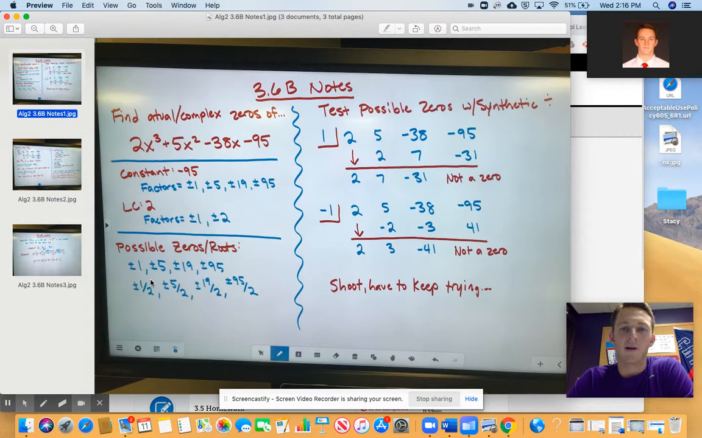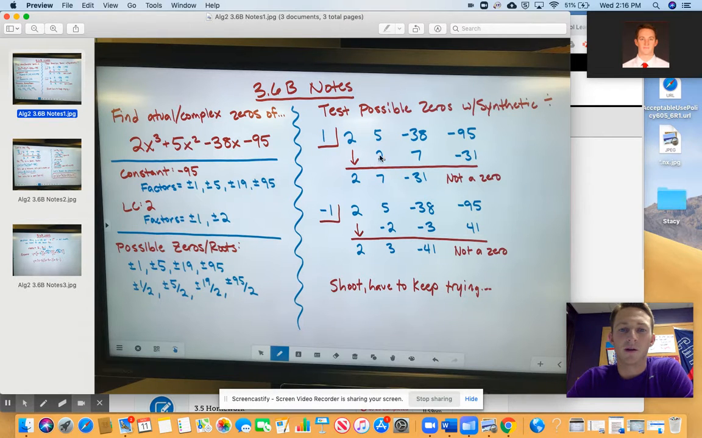zeros right here. So in order to find if these are actual zeros or not, we are going to test them with synthetic division. It can take a while if we don't guess it right away, right? So I always just start with positive 1 and then move on from there. These numbers in our synthetic division come from the coefficients of our polynomial right here. So 2, 5, negative 38, and negative 95. And we're going to start by dropping down our first number.